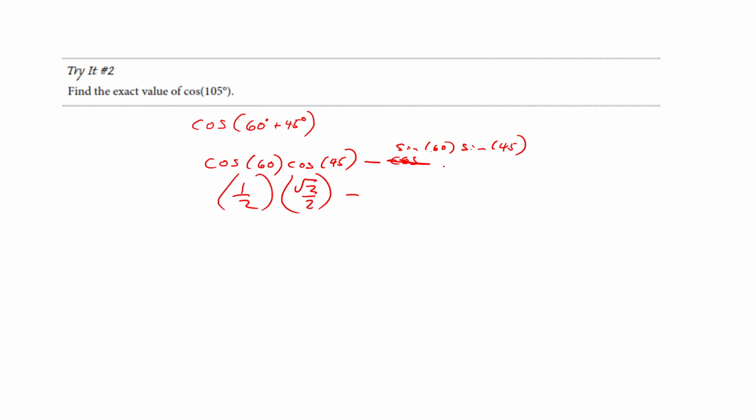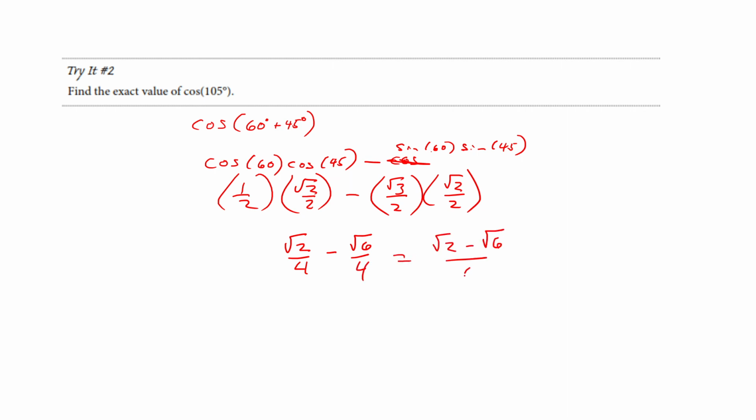Okay, sine of 60. Hold on, I got to make sure I'm doing this right. 30, 3, 2, 1. Yeah. 1, 2, 3. Yeah. Okay, so here we go. I've got my values. Now let's simplify. I've got radical 2 over 4 minus radical 6 over 4 all over 4.